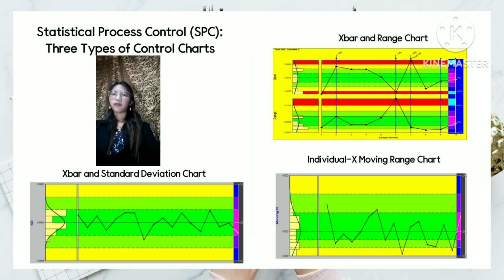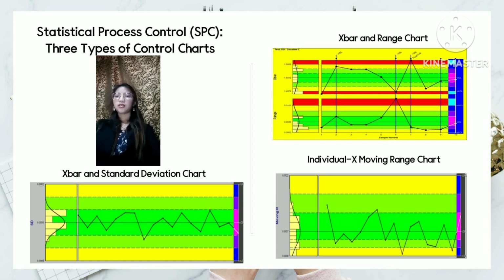Number 2 is the individual X moving range chart. When it doesn't make sense to take multiple readings, the individual X moving range chart is the ideal option. This particular SPC chart is used to monitor variables data when it is impractical to use rational subgroups. When data is very expensive or there is a whole lot of time between samples, the concept of X-bar and range makes no sense. Weiss explained, it is better to go with individual X moving range.